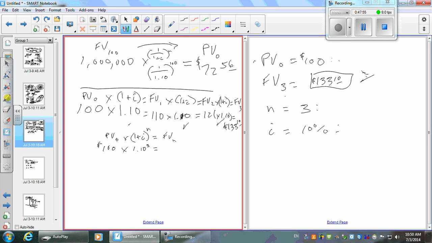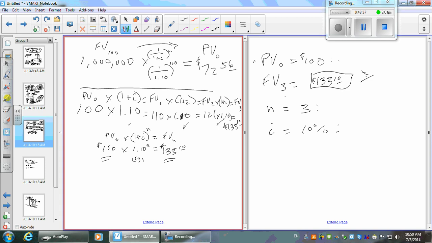So what's 1.10 raised to the third? 1.331. Everybody agree it is, isn't it? Gee, that's familiar. So then what I could do is take that 100 times the 1.331, and what do I get? I get 133.10. Of course I do. It doesn't matter what order I do my multiplications in to get there, does it? So now I can calculate this future value easier.